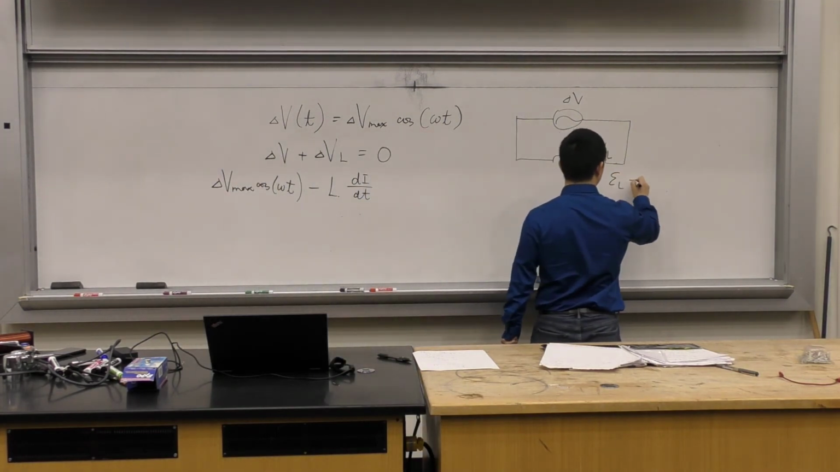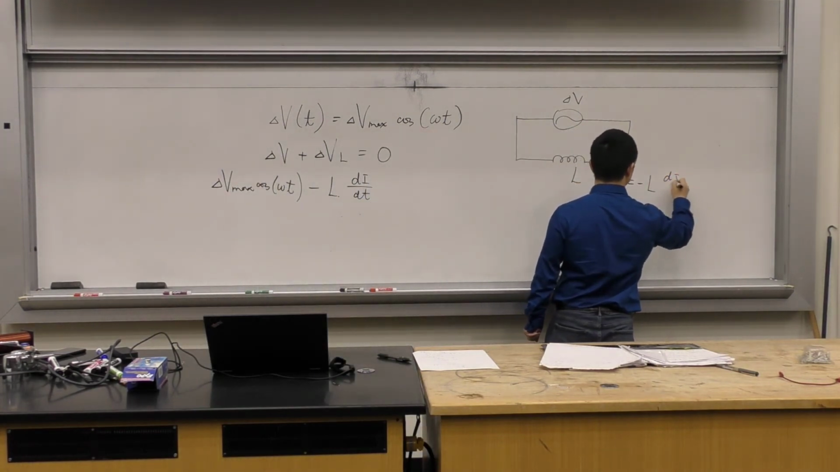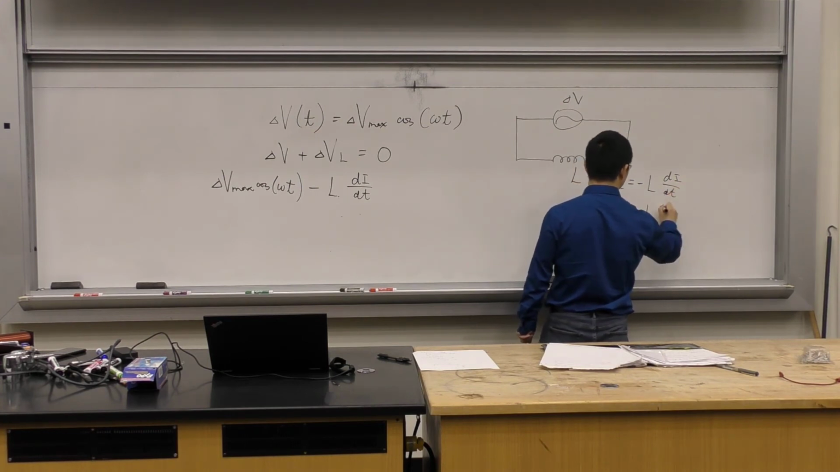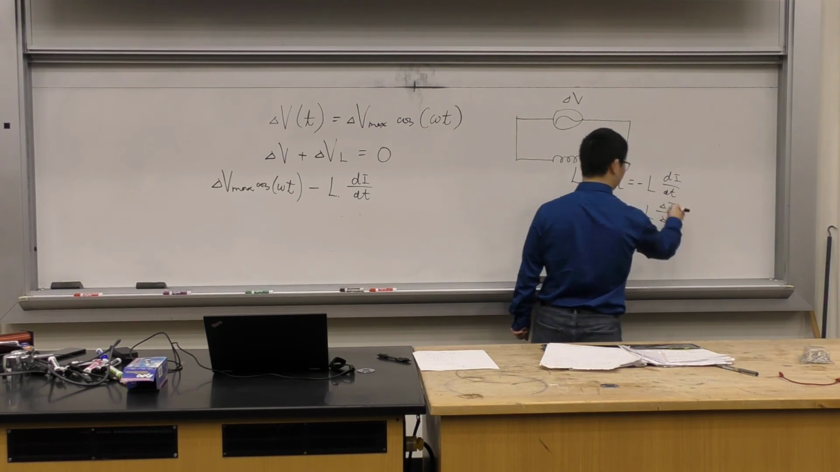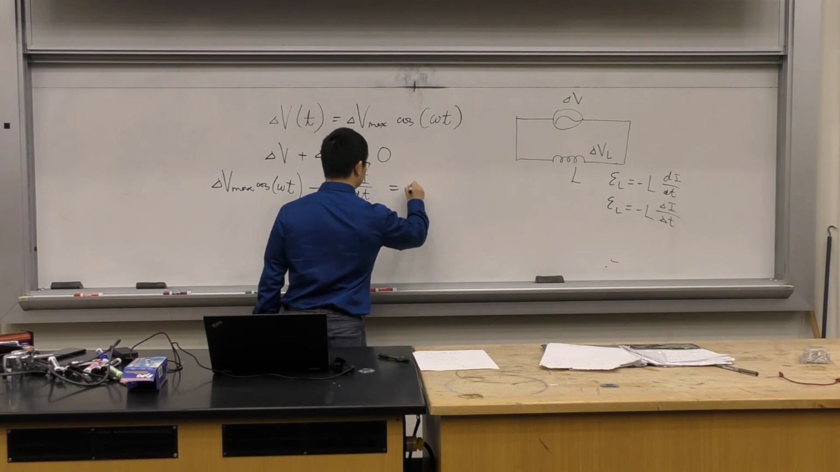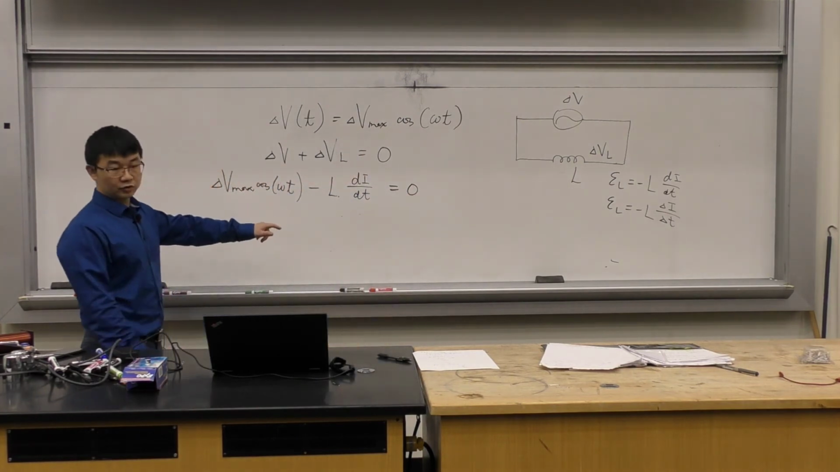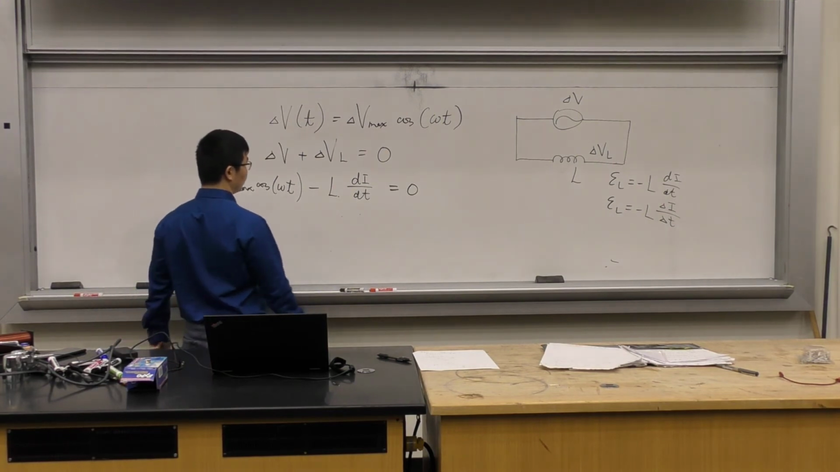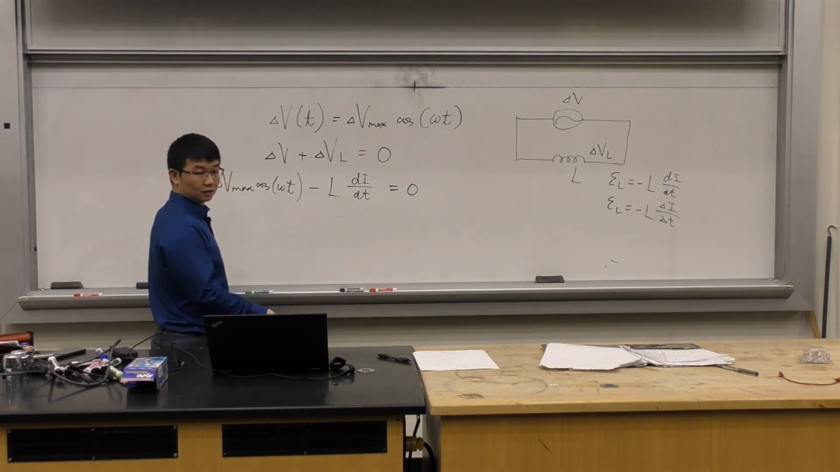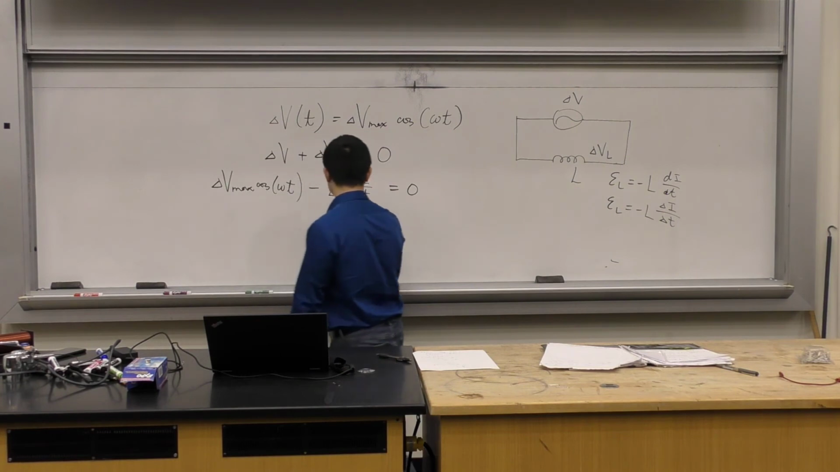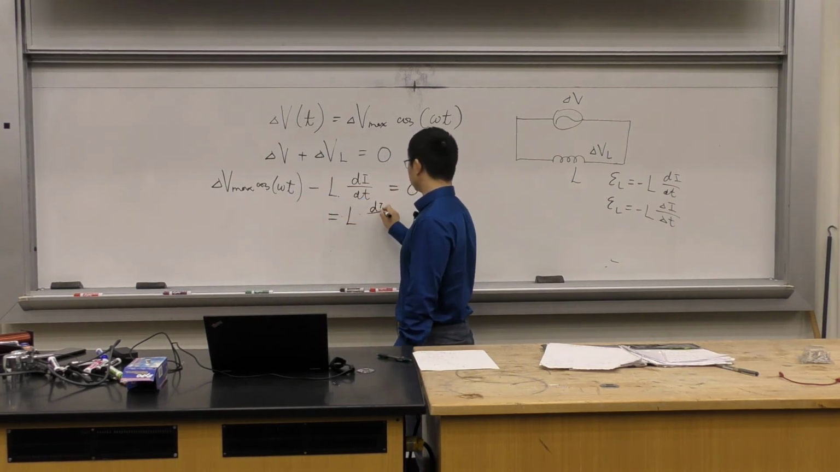The induced EMF is going to be negative L di dt, or negative L changing I divided by changing time, right? Now this is going to be equal to 0. You can solve this equation. This is a differential equation. All you need to do is just put all the t's together, put all the di's together, right? So at the end, you will solve this equation. First of all, you just move this term to the right. You get L di over dt.